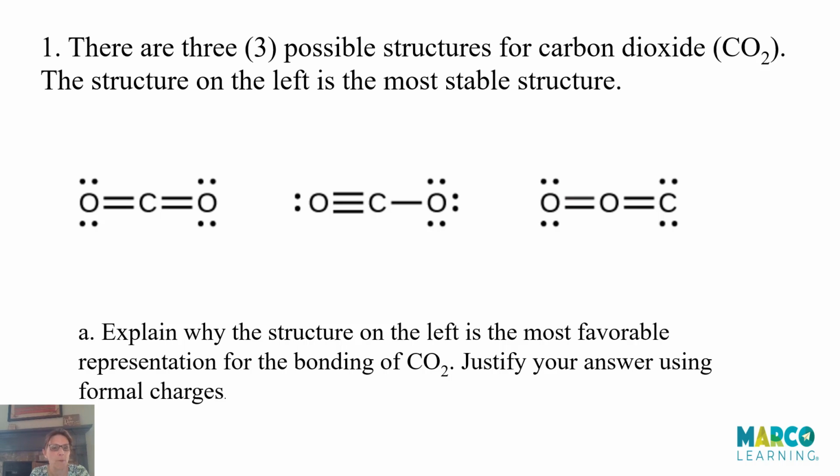We are told for the first question that there are 3 possible structures for carbon dioxide, and we're given those 3 Lewis structures. Actually, we're told that the one on the left is the most stable, and we're asked to explain why the structure on the left is the most favorable representation and to justify your answer using formal charges.